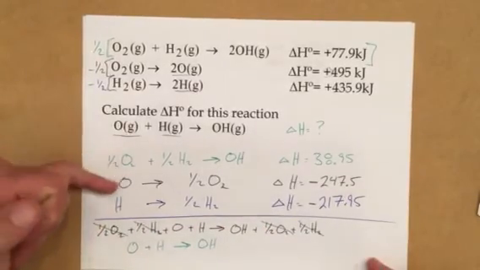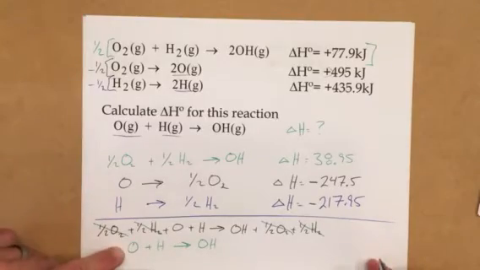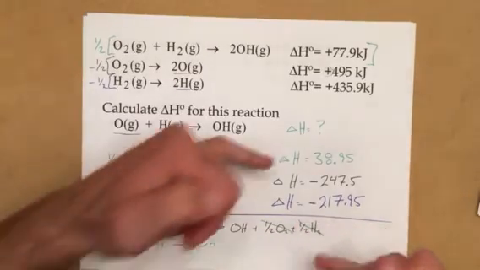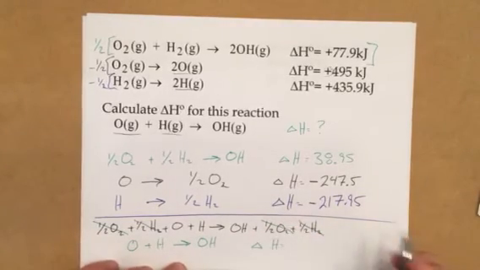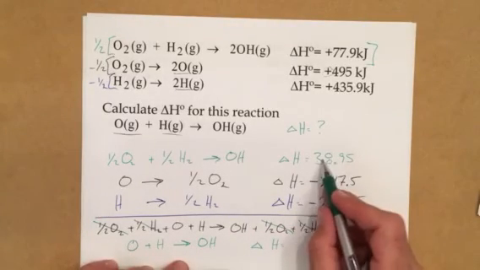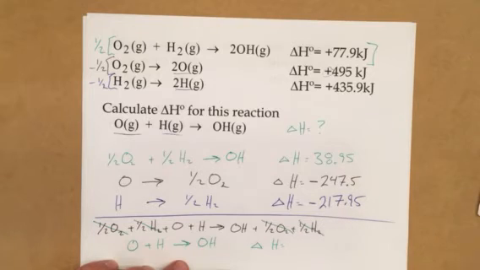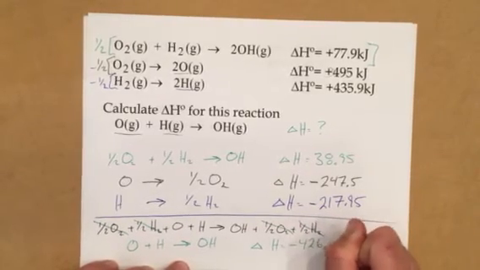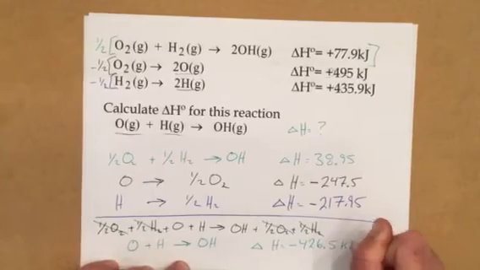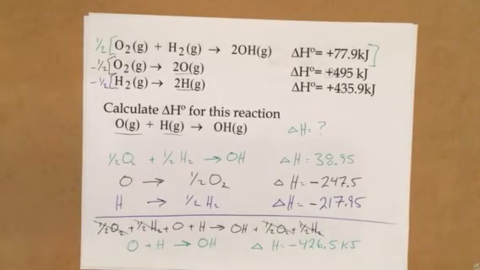And so since these three equations added together gives us this equation, then the delta H's for these three equations will give us delta H for that last equation. And so we'll add these together. And when we do that, we get negative 426.5. And so that's Hess's law.